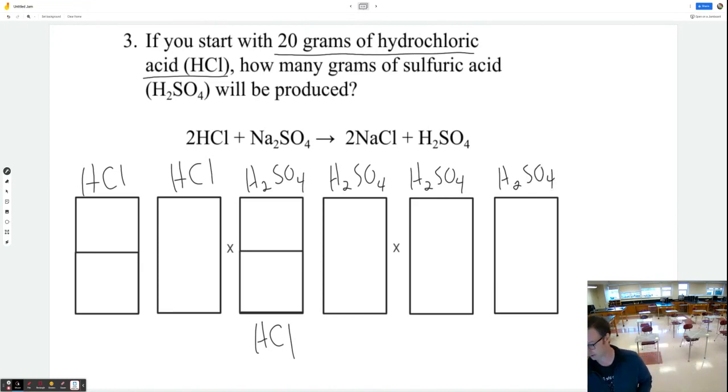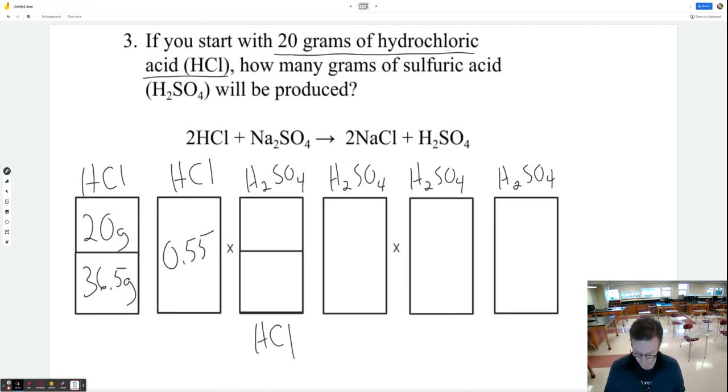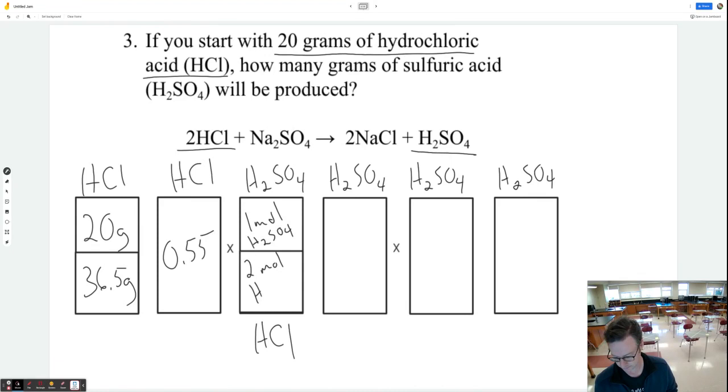Okay, given 20 grams, the molar mass of hydrochloric acid, a hydrogen and a chlorine, is 36.5 grams. If we divide those, we get 0.55. The ratio, again, always comes from the equation. In order to produce 1 mole of H2SO4, we need 2 moles of HCl. So it's a 1 to 2 ratio, or a half.